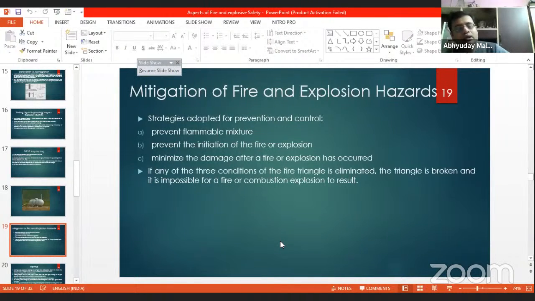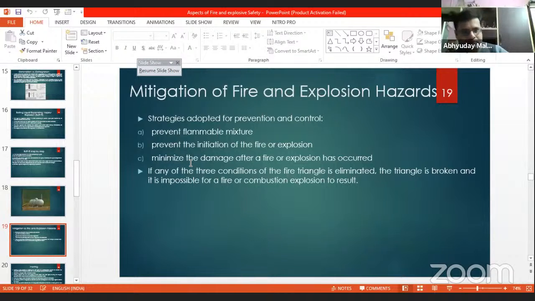Now, the concept of a fire triangle is very important here. As we know, all three elements of a fire triangle need to be present side by side for a fire to occur. So a strategy for mitigation of fire and explosion hazard is that if we can prevent any one of these elements from being in contact with the other elements, then we can prevent a fire.